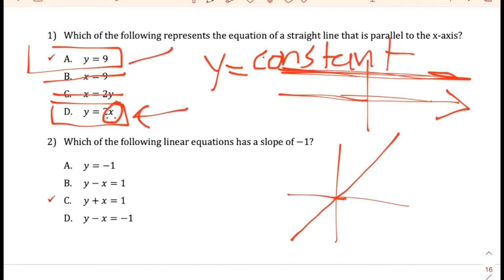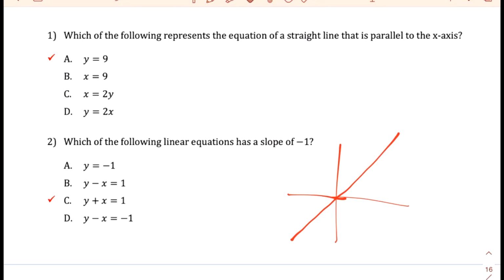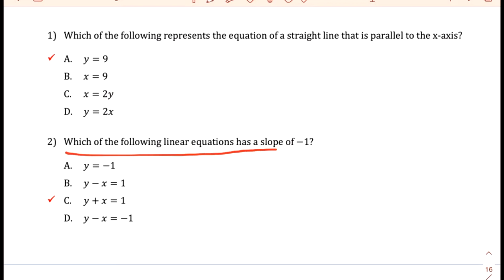And that's why you take this option. There is only one option here. Okay, remember, horizontal line or parallel to the x-axis, always y equals a constant, equals a number. There is no variable in it. The only variable is y. Now, which of the following linear equations has a slope -1? This is slope 0, so don't be silly.